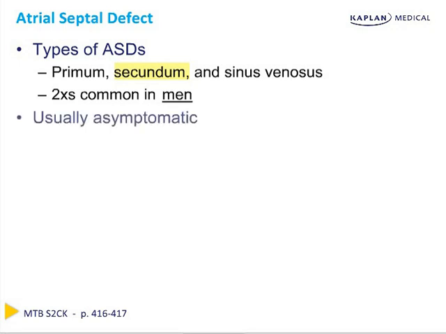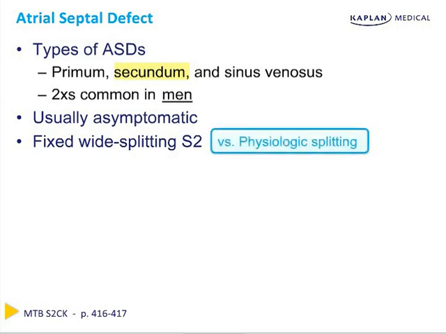What you do need to know is how these people present, and the truth is, they're usually asymptomatic. When they're discovered, it's often by coincidence, when a physician or a clinician picks up a fixed, widely split S2. This is different from physiologic splitting. Recall that physiologic splitting has to do with S2, the second heart sound. Normally, on expiration, there's no split in the S2. It's just the aortic valve and the pulmonic valve close at the same time.